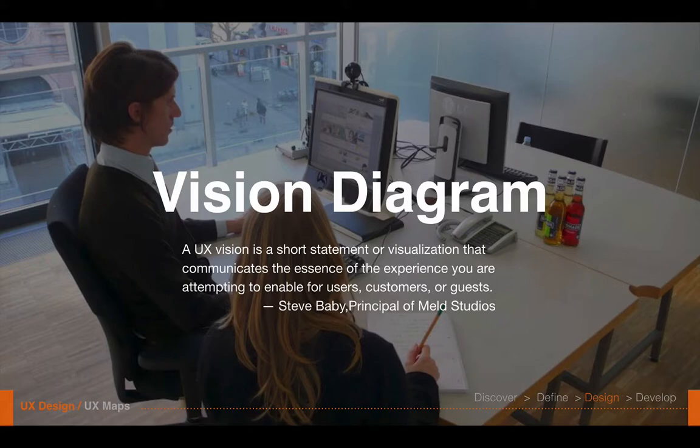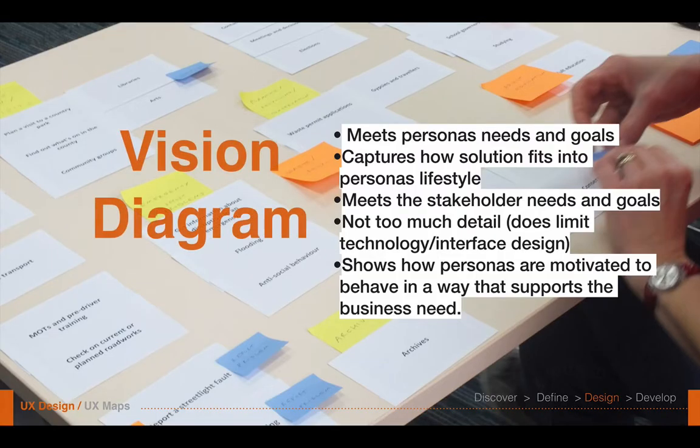So let's see. How are we going to make a vision diagram? Basically, we have to meet the persona's needs and goals. Capture how the solution will fit into a persona's lifestyle. Also understand the motivation, or the reason, that this persona will use this specific product or feature. And also, we have to meet the stakeholders' needs and goals. Why would a certain business or stakeholder want to develop such a product or feature, and how would they achieve what they want in this process?